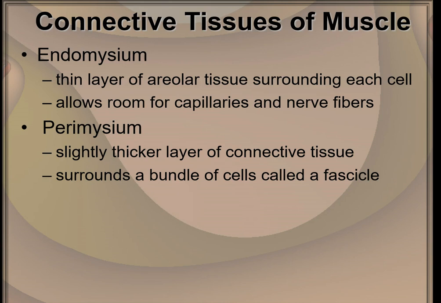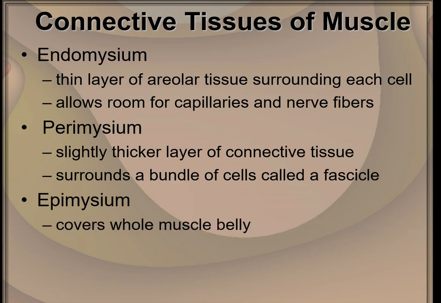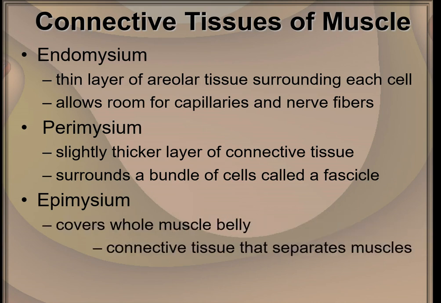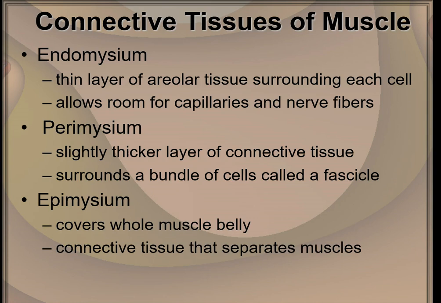And then we took the fascicles, we bundled those together, and that's what we think of as a muscle. It's going to have connective tissue around it. It's called the epimysium. Okay? So the epimysium covers the whole muscle belly. Once again, it's connective tissue, and it's even thicker than the perimysium. And it kind of separates the muscles out.